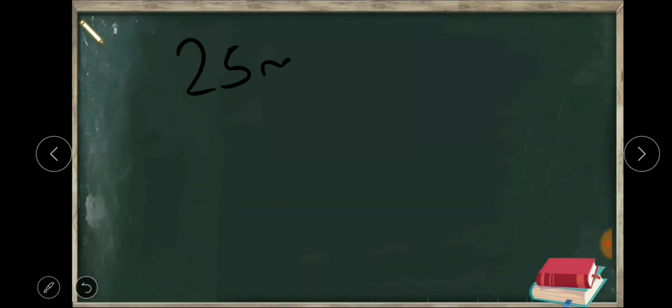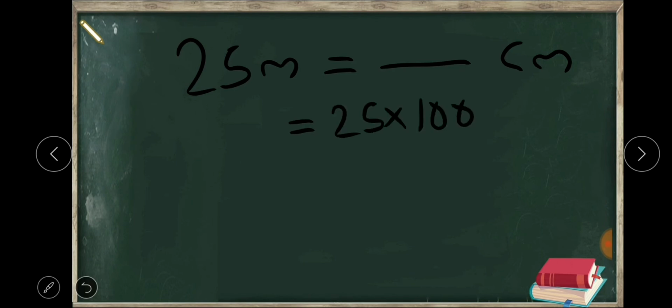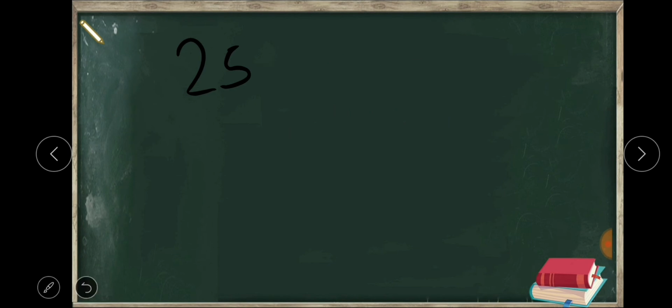25 meter is equal to dash centimeter. What is it? Yes, 25 into 100. When we convert meter into centimeter, we must multiply the number by 100. So it is 2500 centimeter. Is it clear, children?